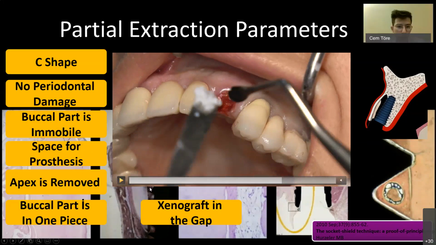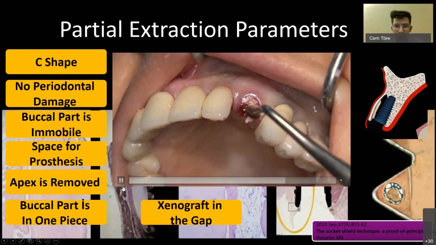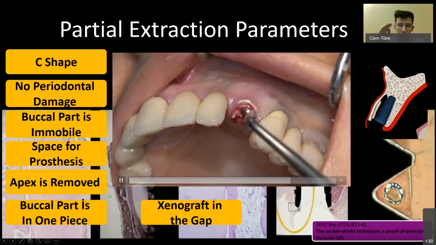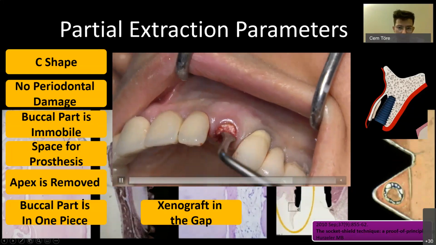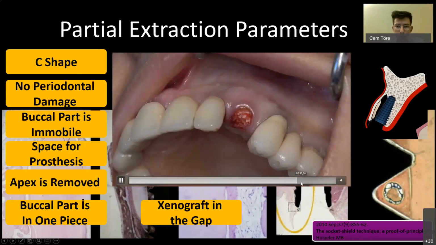This is also a good tool for this area. It does not have an area of effect. It's basically a sharp curette, but the area we are trying to fill is also in that shape. So we can use that.